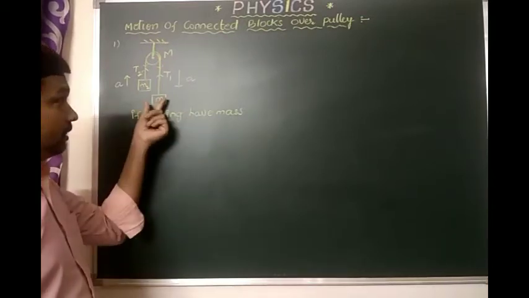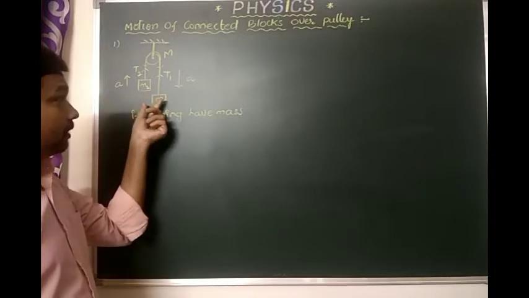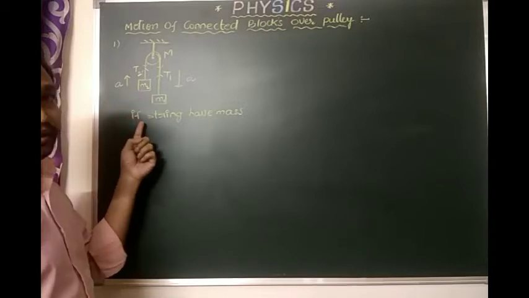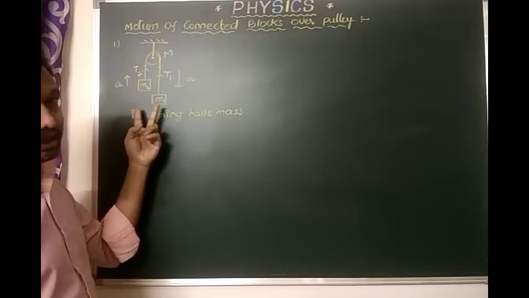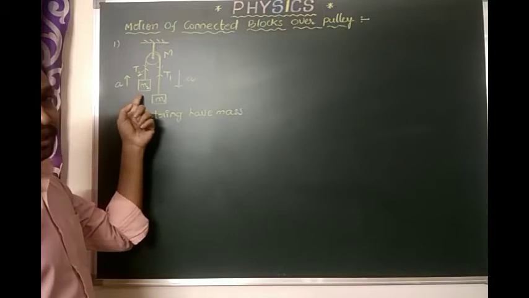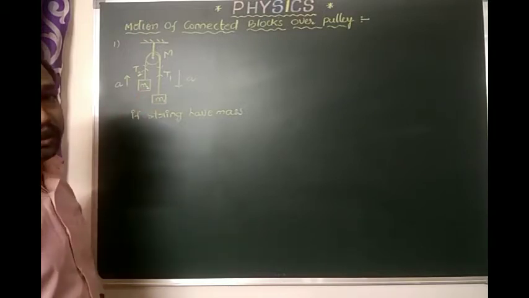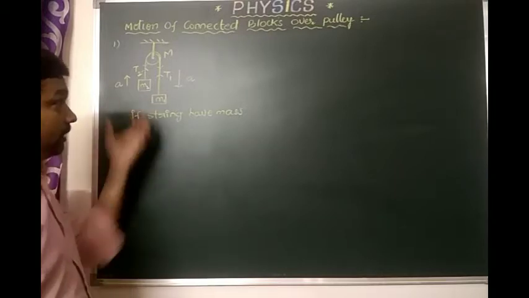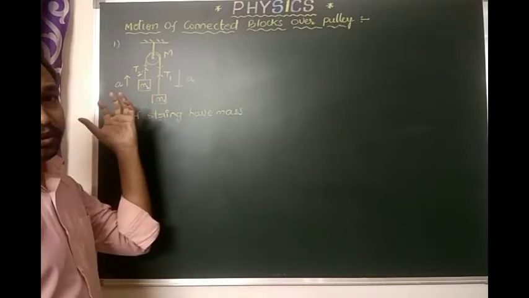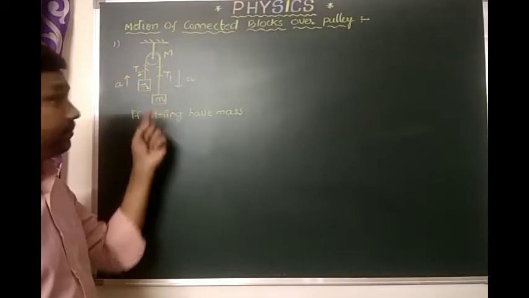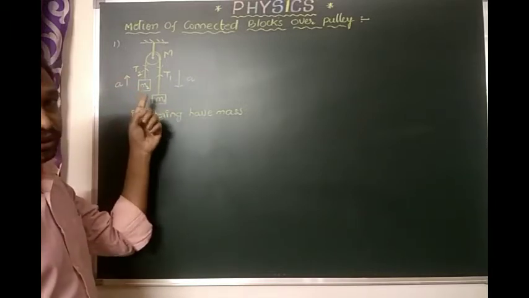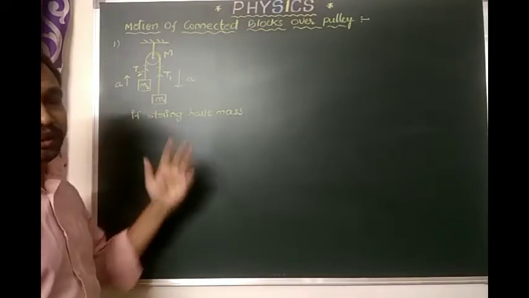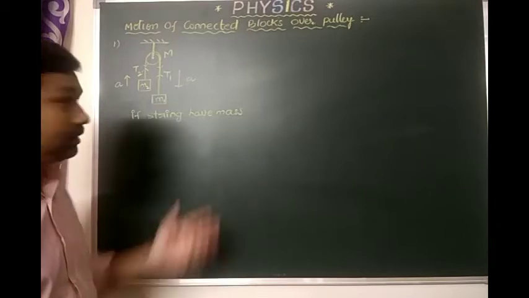Just before, m1g is in the downward direction, m2g is in the downward direction. What is the difference in forces? m1g minus m2g gives you the net force. Directly you can write from that. What is the total mass of the system? m1 plus m2 into a equals m1g minus m2g. So we get the formula a equals m1 minus m2 into g divided by m1 plus m2. That is the concept.